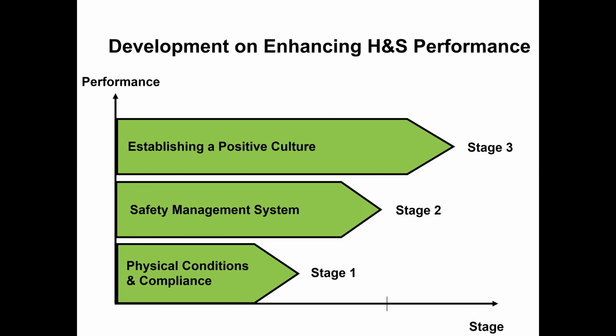Third, once we have implemented those safety management systems, we should develop a positive safety culture. We need to develop a positive safety culture to improve safety performance. All the people should understand, they should get safety training, and they develop a culture of taking care of each other and helping each other.